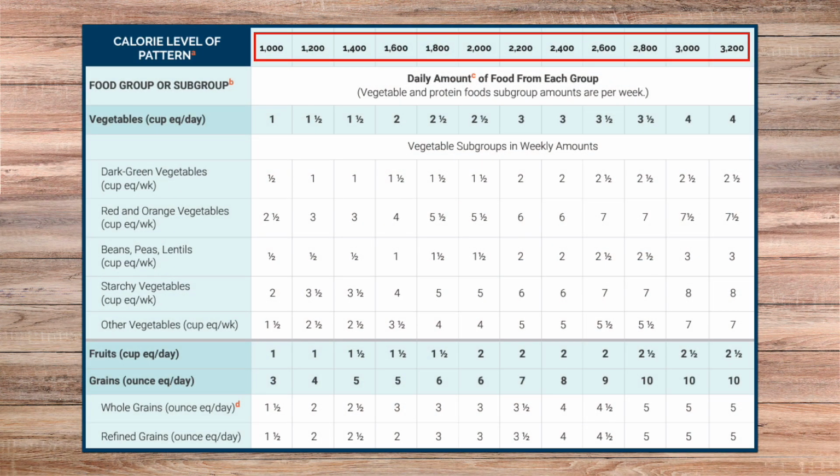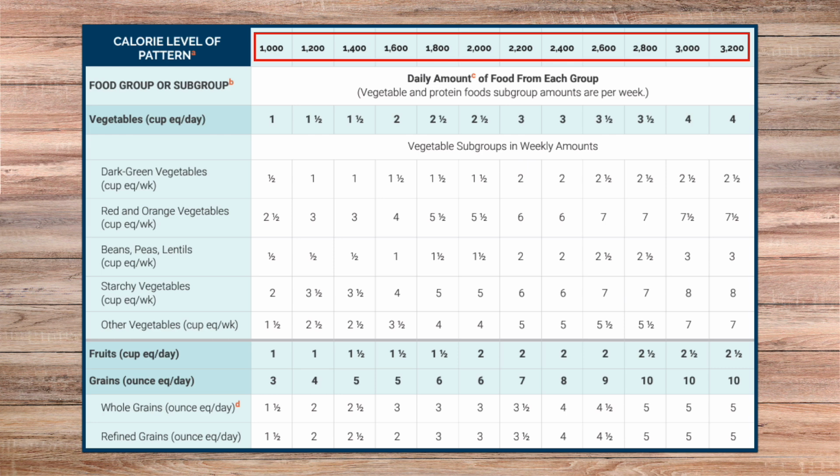Servings per day for each food group are then organized by calorie level. After all, the foods in each food group contain calories, meaning someone with a higher calorie need will need more servings than someone with a lower calorie need. Thus, a person must first know their recommended calorie level to use the dietary patterns.